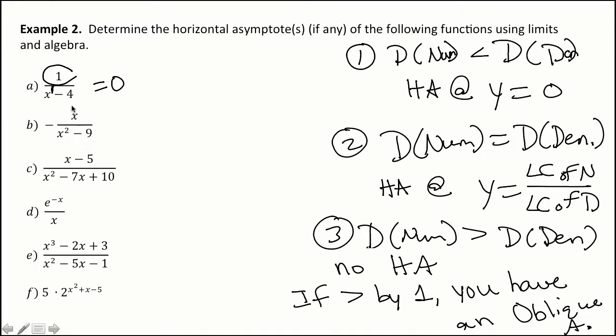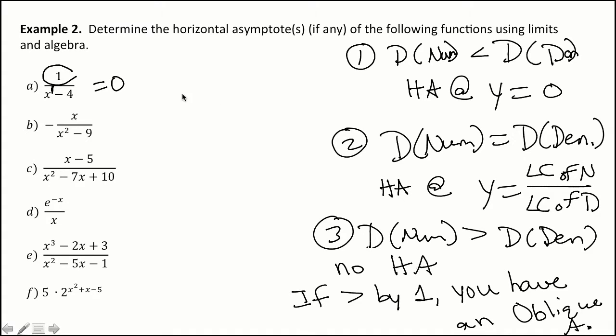For part B, the degree of the numerator is less than the degree of the denominator. Should also give us 0. For part C, same case. And you can just apply this to rational functions with polynomials. You won't be able to necessarily apply this to part D. For part E, the degree of the numerator is greater than the denominator, so it should fall under no horizontal asymptote.